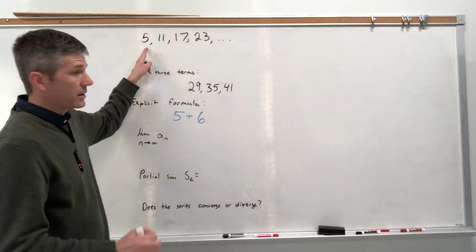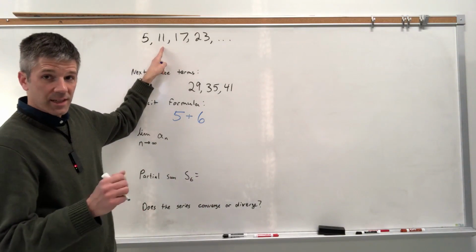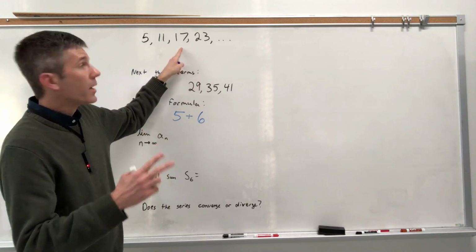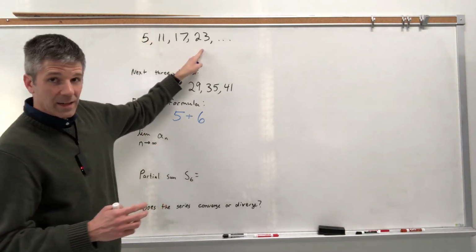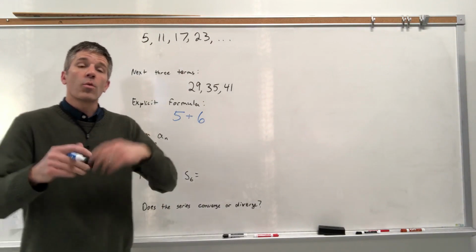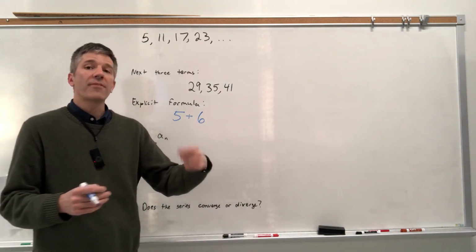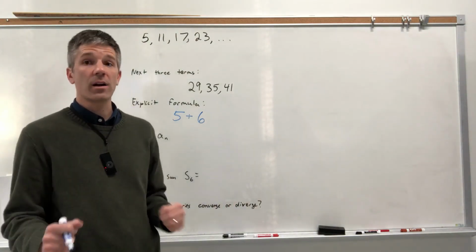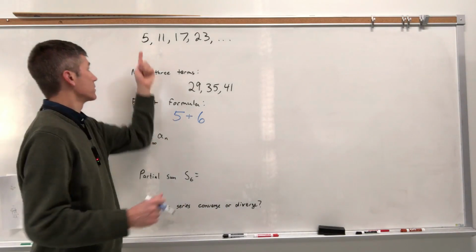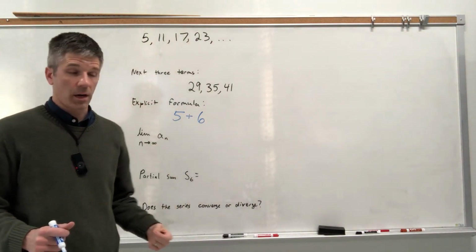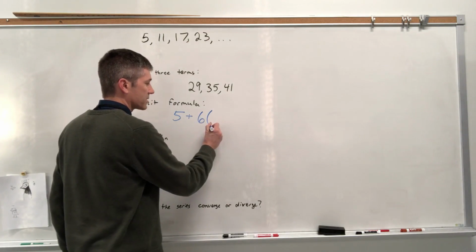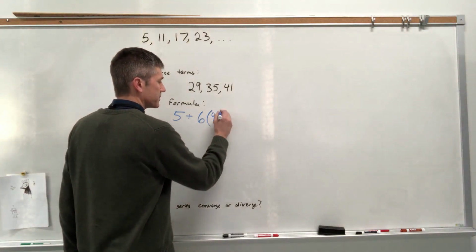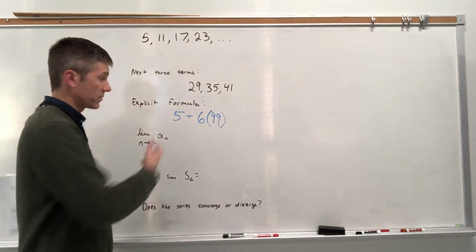Well, I would add 6 one time to get to the second term, 2 times to get to the third term. I'd add 6 1, 2, 3 times to get to the fourth term. So whatever term I'm looking for, I would have to add 6 one less time. Because if I asked for the first term, clearly I already know it, it's 5, I would not need to add 6 at all. So I would have to add 6 to get to the 100th term 99 times. That would give me the 100th term, whatever that is.